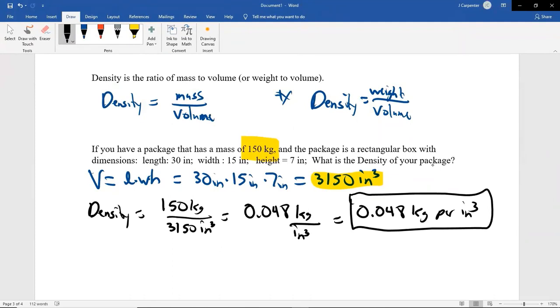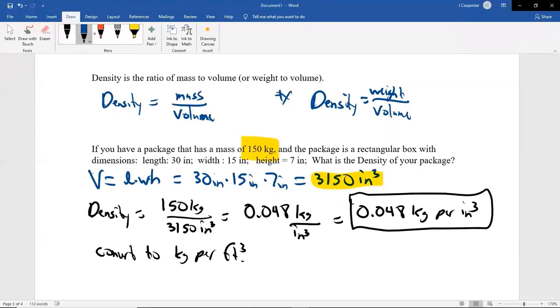You could have changed all of these 30 inches to feet by multiplying by 1/12, the 15 multiplied by 1/12, the 7 multiplied by 1/12, along with the units to get rid of the inches, out with the old, and get in feet in with the new, and you'd end up with cubic feet. And you'd end up with a much smaller number. But you can also just take your answer, this density. Let's convert this to kilograms per cubic foot.